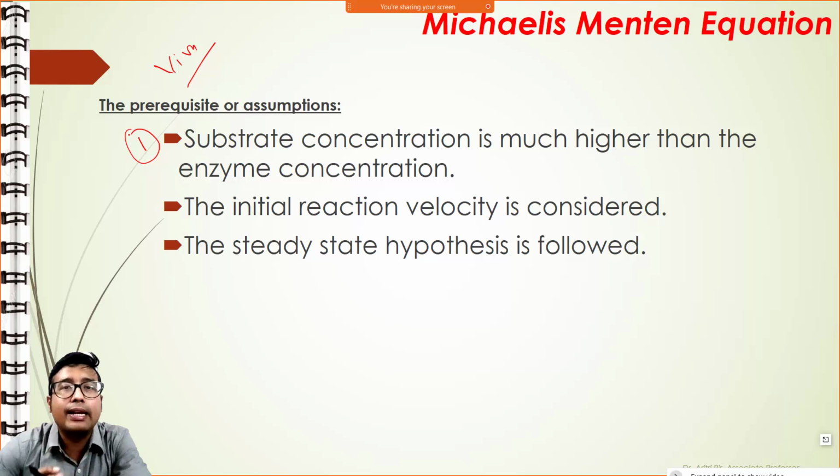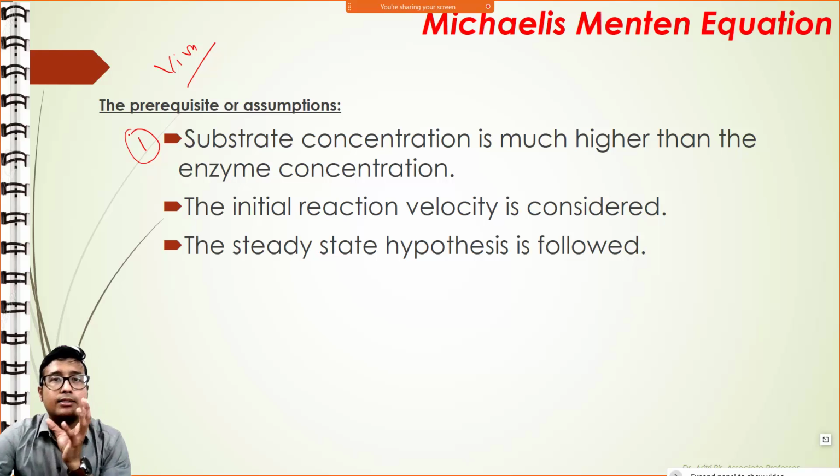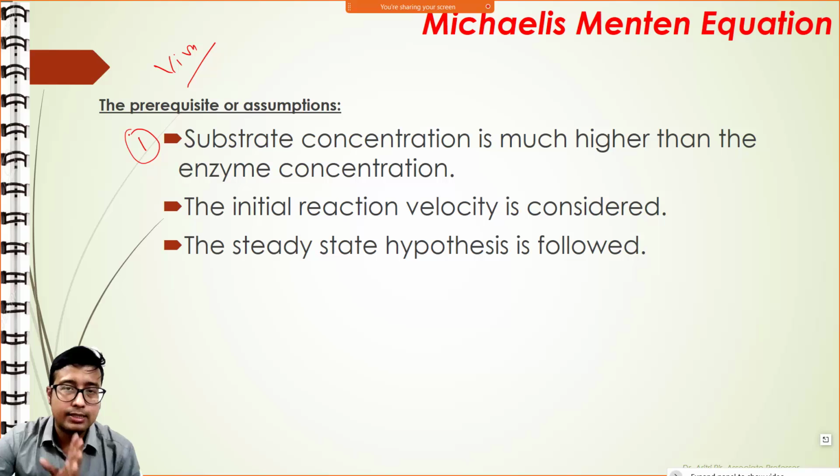For the Michaelis Menten equation to hold true, we assume that the substrate amount is so enormous that enzyme is always occupied. There is nothing called free enzyme. So, concentration of substrate is much higher than that of enzyme. It is infinite compared to the enzyme concentration. So, this is assumption number 1, right?